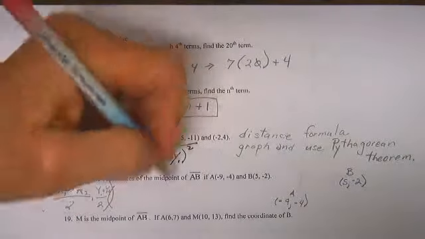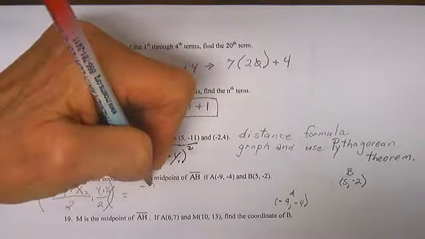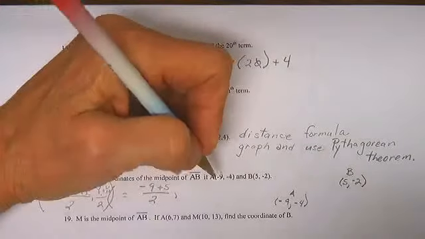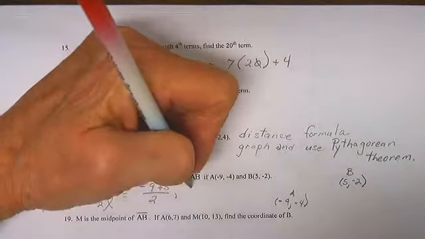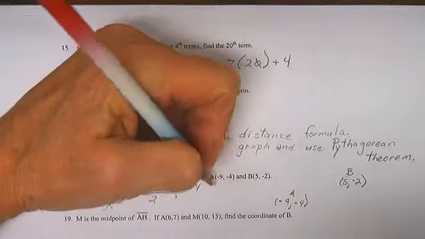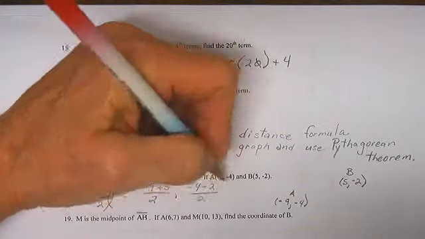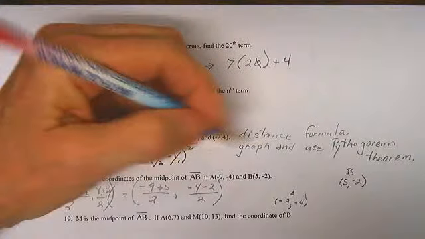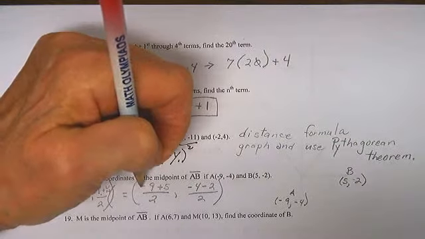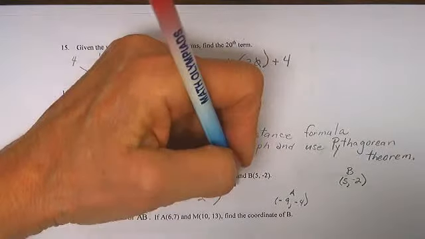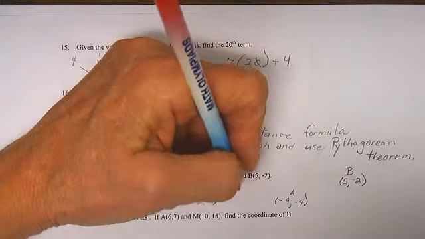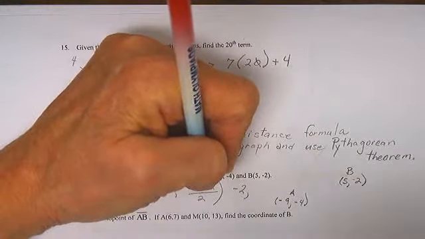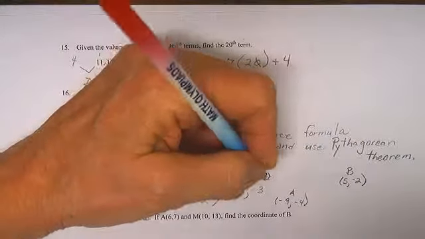So, what do we have? -9 plus 5, divided by 2. That's our x-coordinate. Our y-coordinate will be -4 plus -2 over 2. So our answer is going to be -9 plus 5, -4 over 2, -2. -4 minus 2, -6 divided by 2, -3.